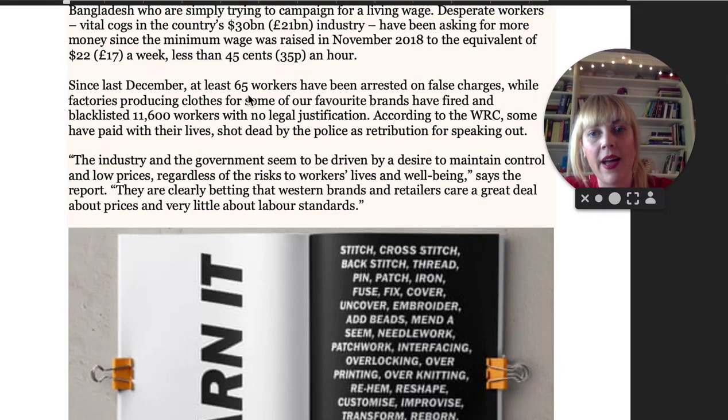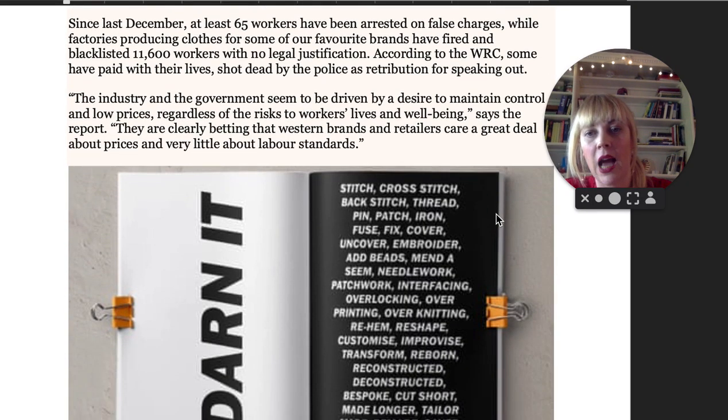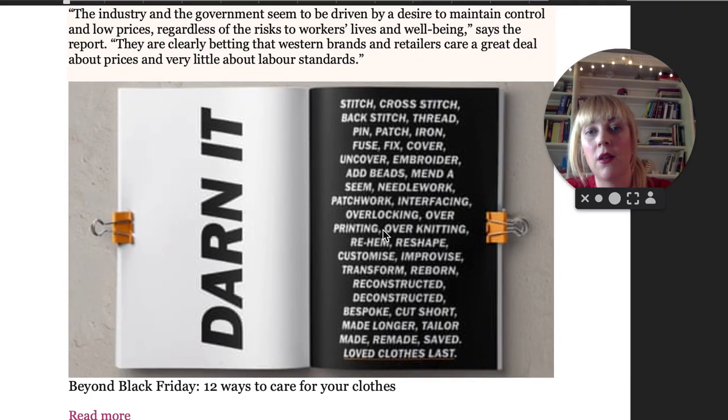Since last December, at least 65 workers have been arrested on false charges, while factories producing clothes for some of our favourite brands have fired and blacklisted 11,600 workers with no legal justification. According to the WRC, some have paid with their lives, shot dead by the police as retribution for speaking out. The industry and the government seem to be driven by a desire to maintain control and low prices, regardless of the risks to workers' lives and well-being, says the report. They are clearly betting that Western brands and retailers care a great deal about prices and very little about labour standards.